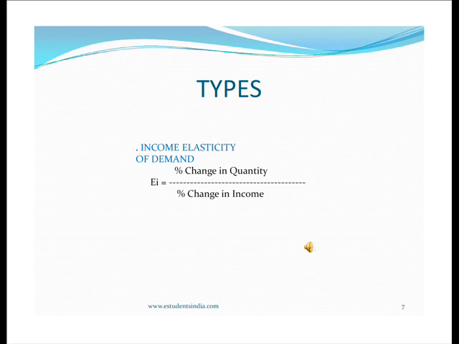He purchases 8 CDs. The income elasticity of demand for CD, EI, is equal to (8 minus 6) divided by 6, all divided by (6,000 minus 4,000) divided by 4,000. That is equal to 0.66. The income elasticity is 0.66, which is less than 1. Income elasticity of demand shows the degree of responsiveness of quantity demanded of a good to a small change in the income of consumers.